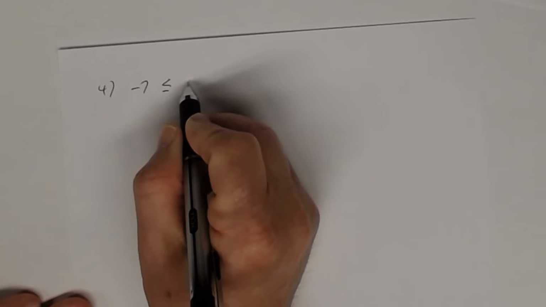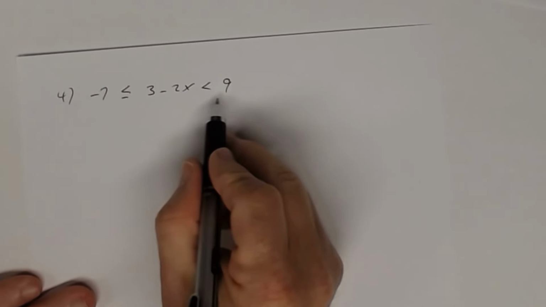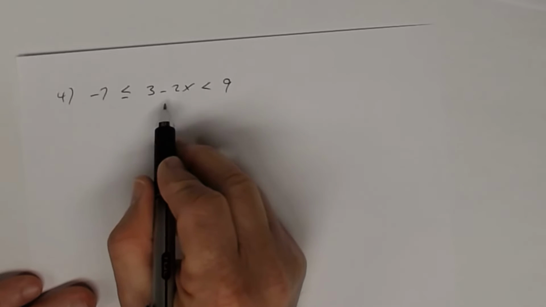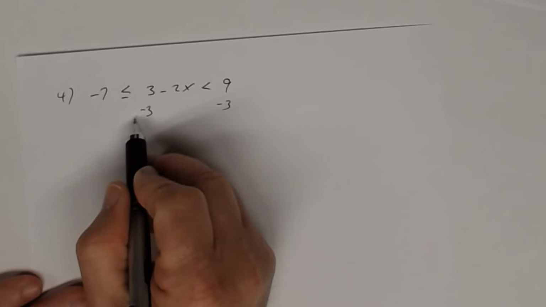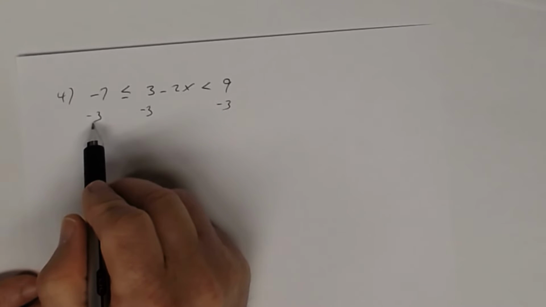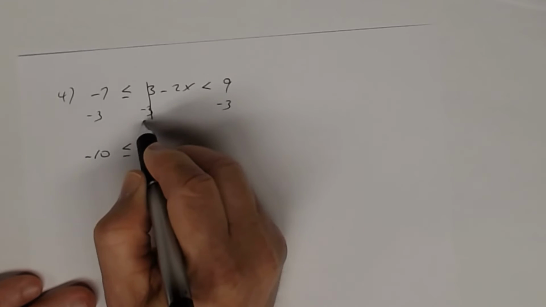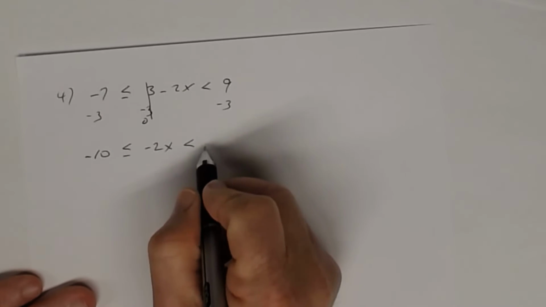All right, number 4. So number 4, we have this problem. So we have -7 is less than or equal to 3 minus 2x is less than 9. So I have this compound inequality, and I want to get the variable x in the middle. So I'm going to go ahead and subtract 3 from all parts, since right here that's a positive 3. 3 minus 3 is 0. And so when I combine like terms, -7 and -3 is a -10. It's less than or equal to, this adds up to 0, and 0 and a -2x is a -2x. It's less than, and then 9 minus 3 is 6.